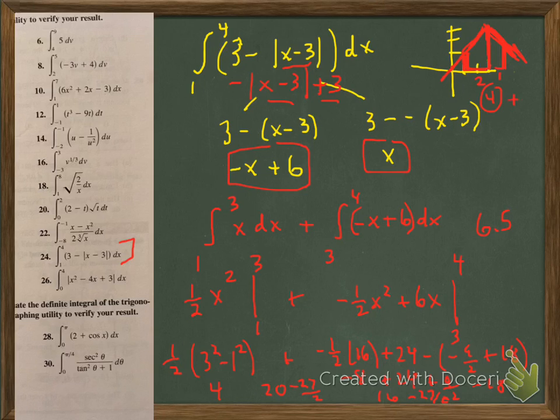So I don't know, you can decide. Either way, you get 6.5. You decide if the area is easier. Finding using shapes is perfectly fine.